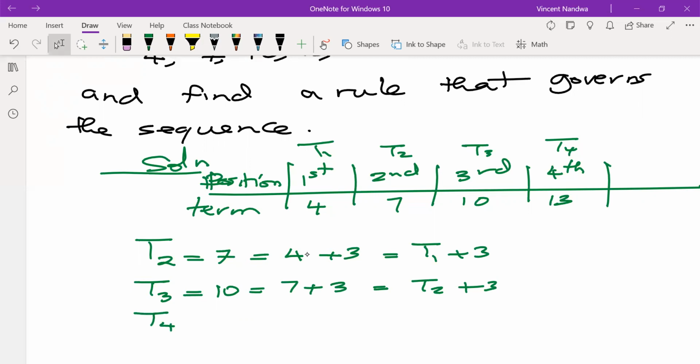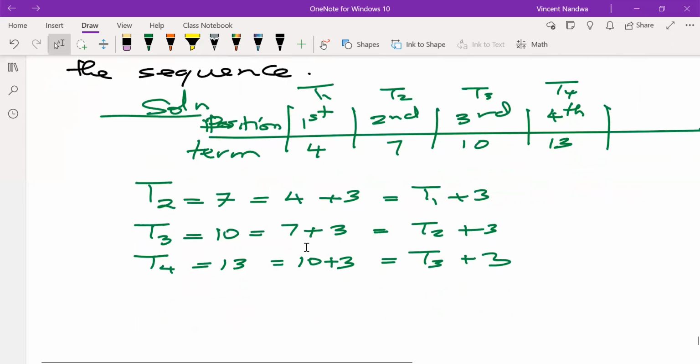And then T4, the term is 13. And so 13 is the same as 10 plus 3. And 10 is the third term plus 3. So this means that the consecutive terms are differing by a difference of 3. If you have the first term, the second term is obtained by adding 3. If you have the second term, to get the third term, you add 3.